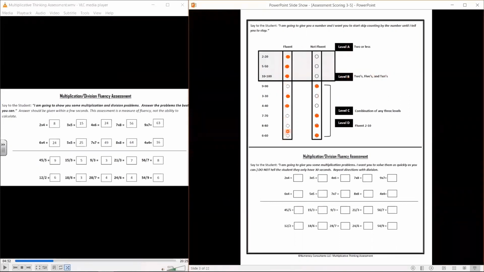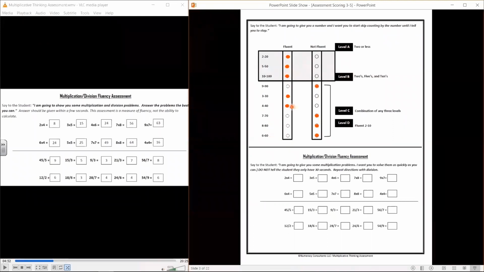Level C would be if they have any combination of the next 3, then level D would be that they have all those. So she had her 3s, she had her 4s, and she did not have her 9s, 7s, 8s, or 6s. The only thing you need to be on the alert for is a student may do something like this. They may go 6, 12, 18, and then when they get to 18, they'll go 19, 20, 21, 22, 23, 24, 30, under their breath, or they'll try to whisper it.